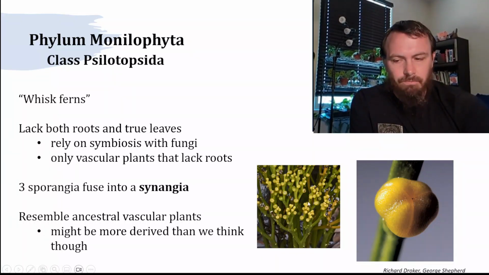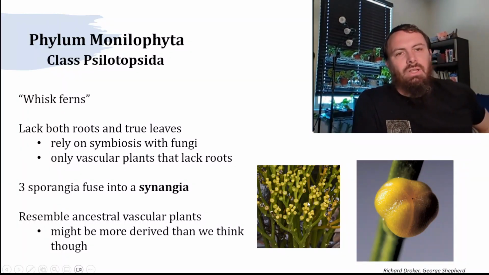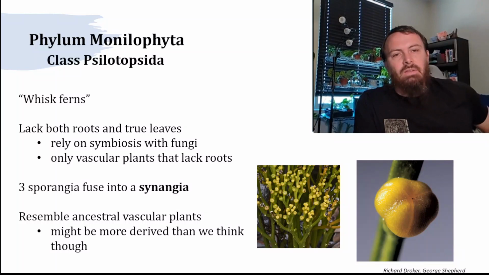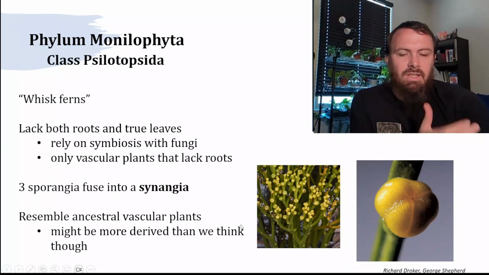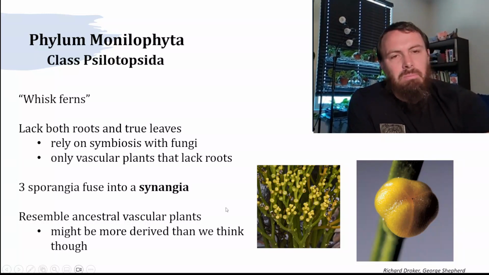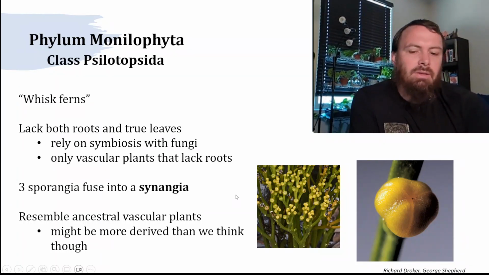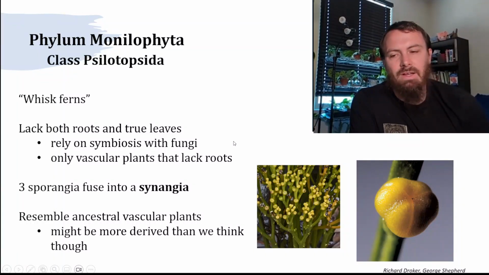Now, in order to get nutrients, their root-like structures actually create mycorrhizal relationships with fungi, and the fungi are primarily the ones that are giving them the nutrients. They're also the only vascular plant that doesn't actually have true roots like that. And it's likely that they possibly resemble one of the main ancestors of vascular plants, but it's kind of mixed. It's unclear how derived they are and how not. But the ancestor of vascular plants probably looked more like these than they did other vascular plants.